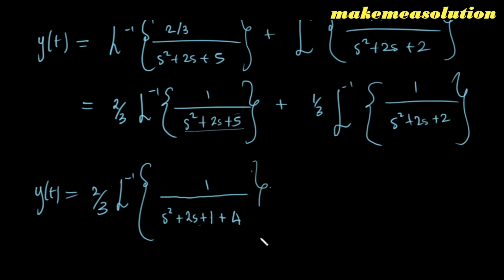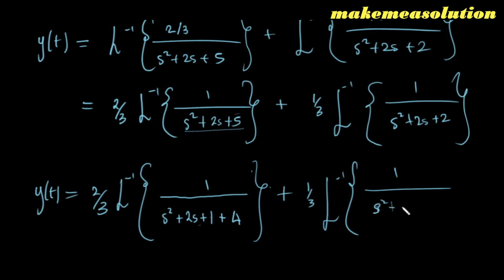Then plus 1/3 Laplace inverse of 1 all over, and the same thing will happen here. You have s squared plus 2s plus 1 plus 1. Since s squared plus 2s plus 1 is a perfect square, that's why I split it in this form. The 1 you're seeing here is so that when you do 1 plus 1, you get back 2. And this 4 you're seeing here is so that when you do 4 plus 1, you get back 5.